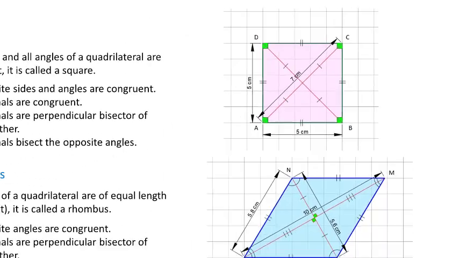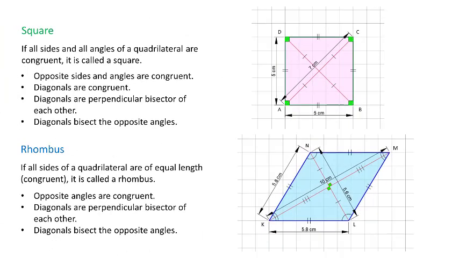The fourth type of quadrilateral is rhombus. A quadrilateral whose all the sides are of equal length or congruent is known as a rhombus. Here the difference between a square and a rhombus is, in case of a rhombus only the opposite angles are congruent. The second property is diagonals are perpendicular bisectors of each other.